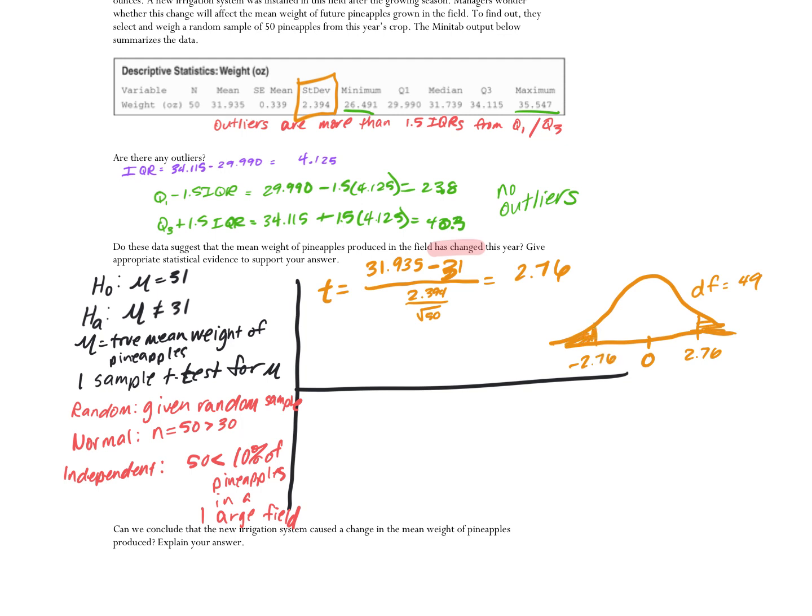And for those of you still trying to think through how to do your test corrections for number 8, you should have a picture that looks very similar to this. And then how do we find the p-value from here, now that we have our picture? tcdf.